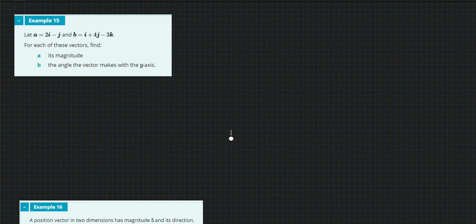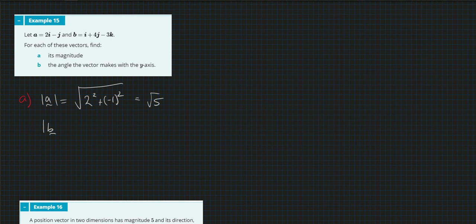So the first one here we've got is A = 2i minus j. What is its magnitude and what angles does it make with the x-axis? Let's have a look at part A. This is true for both of them. The magnitude of A is equal to the square root of 2 squared plus minus 1 squared. Don't get tricked by that. So that equals 4 plus 1, the square root of 5.